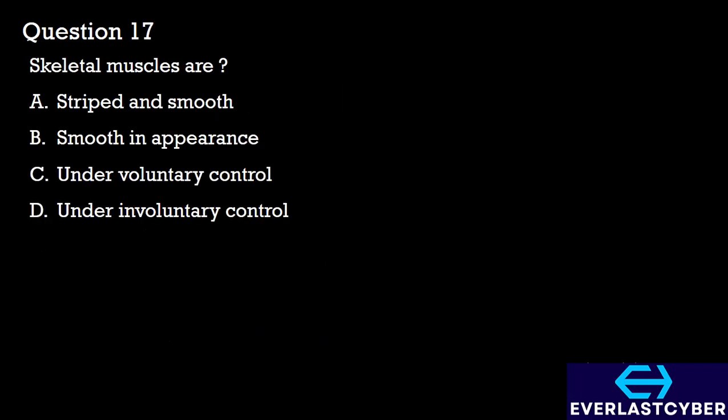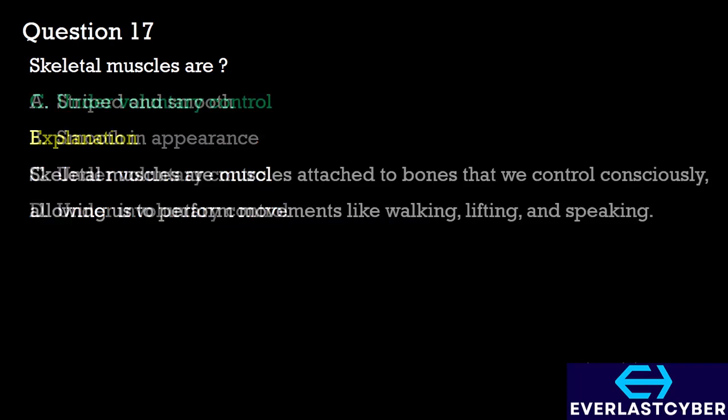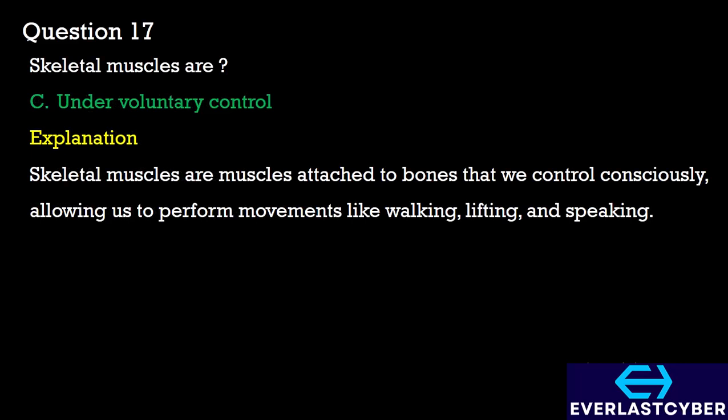Question 17. Skeletal muscles are A, striped and smooth. B, smooth in appearance. C, under voluntary control. D, under involuntary control. For this, we'll be going with option C.